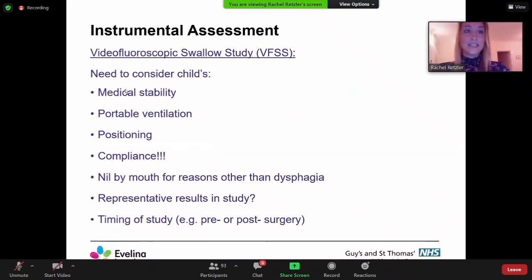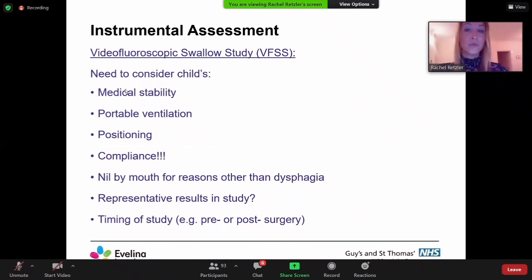Things to keep in mind with a VF, we want to consider the child's medical stability. If they're ventilated, is this portable? Their positioning, are they able to be in the right position for a VF? And compliance, always think compliance, will this child accept a VF, or do they have a history of refusal or severe aversion?